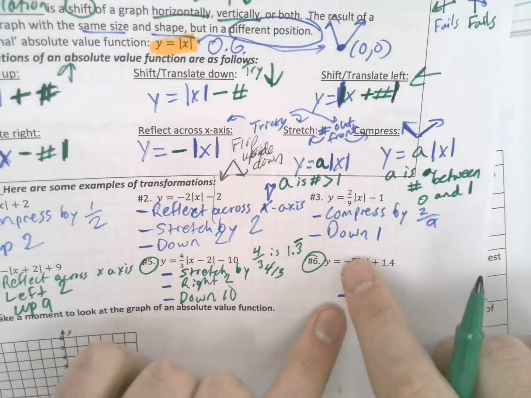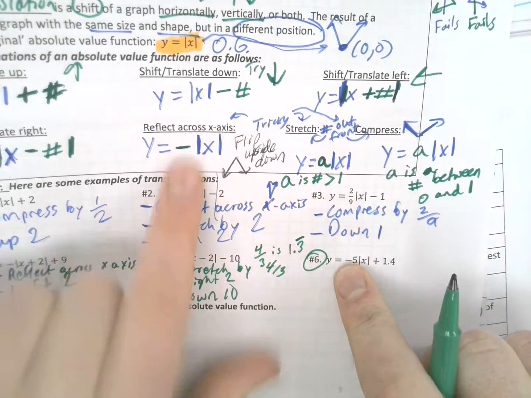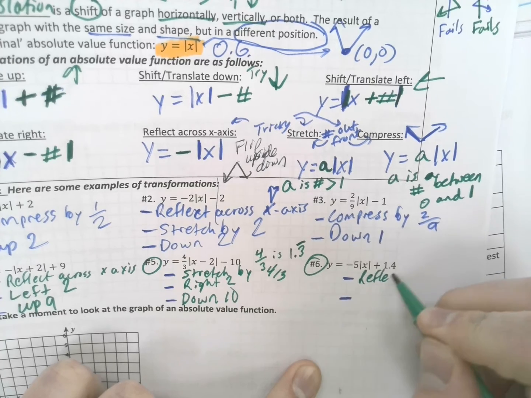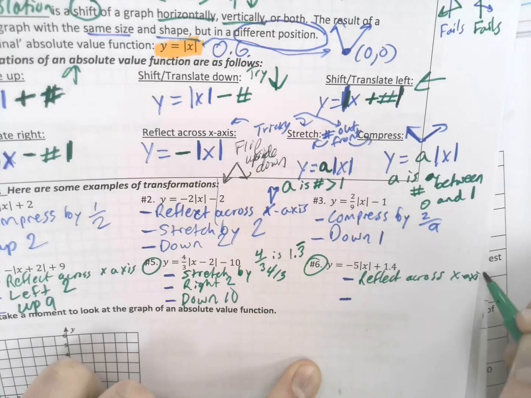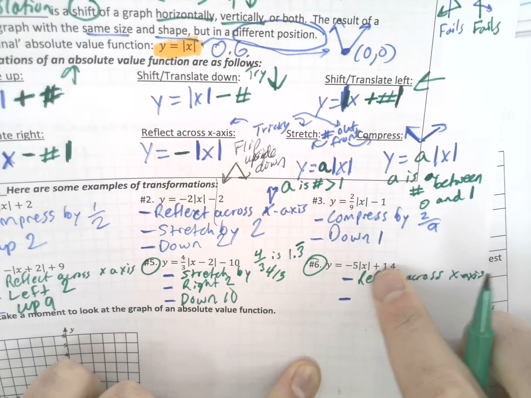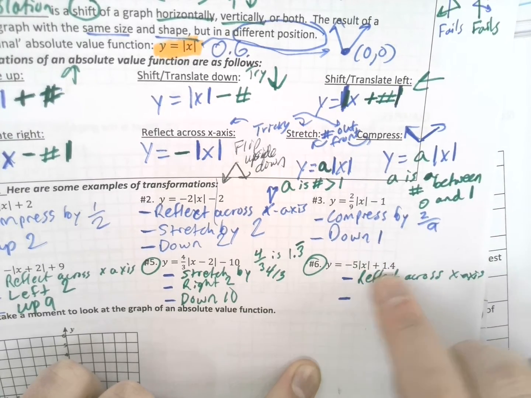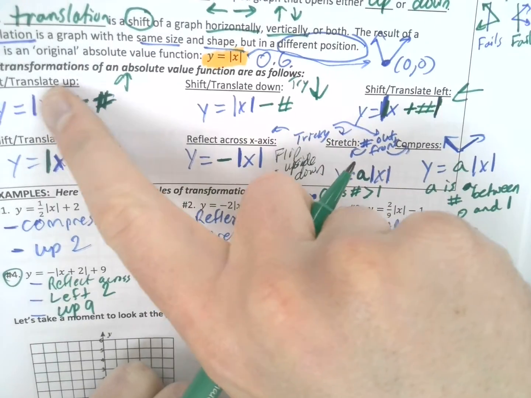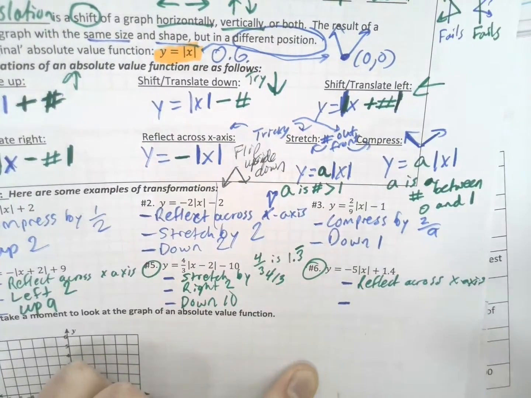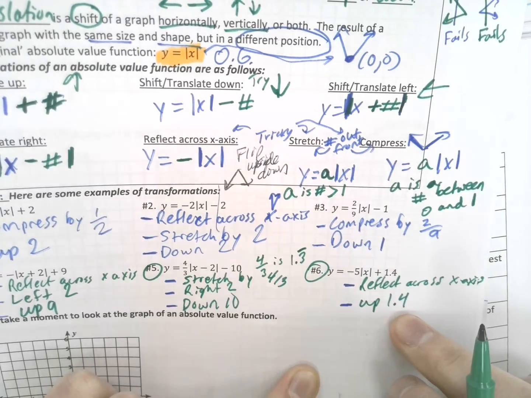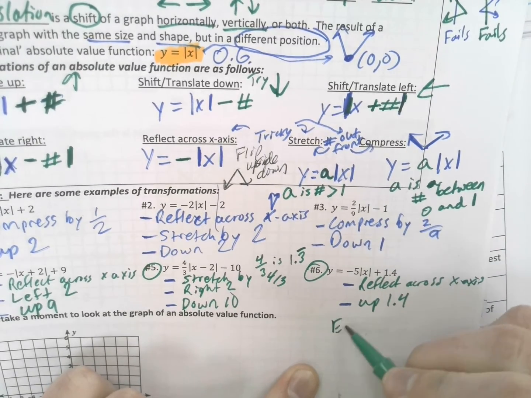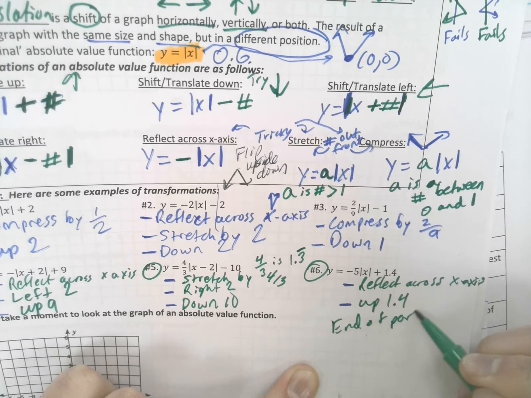All right, last thing, negative out front. We know we are reflecting across the x-axis. And then adding, and this one just has 2, we're adding 1.4. That would be translating up. Up 1.4.